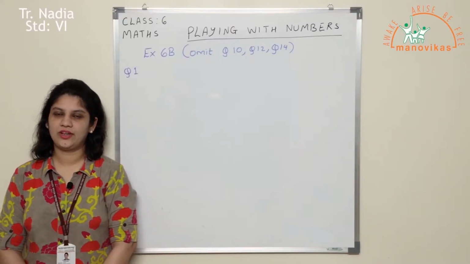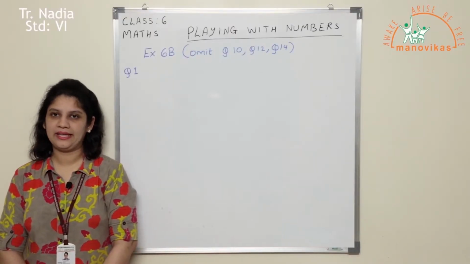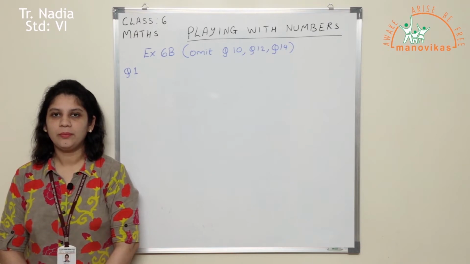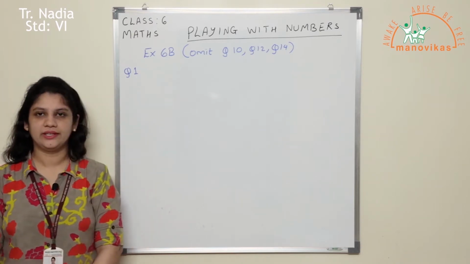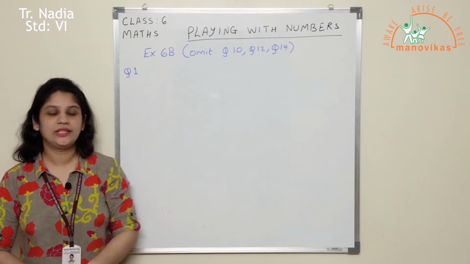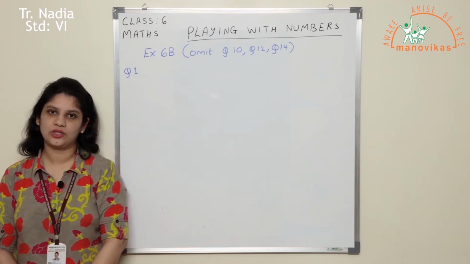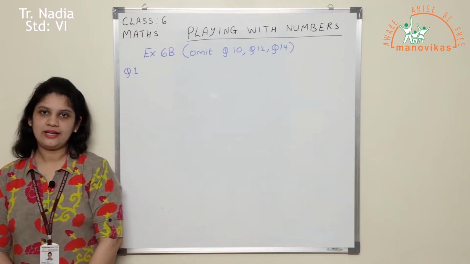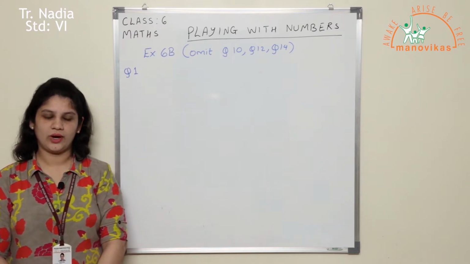Hello students, today we are going to begin with a new chapter, playing with numbers. I'm going to begin with exercise 6b over here. These are the few questions which you need to omit, that is question 10, question 12, question 14. Alright, let us begin with question number 1.